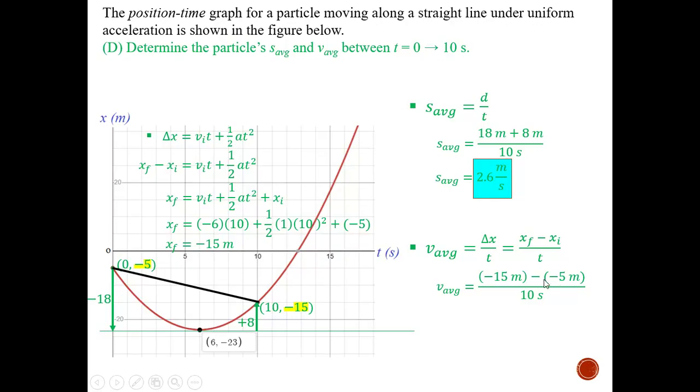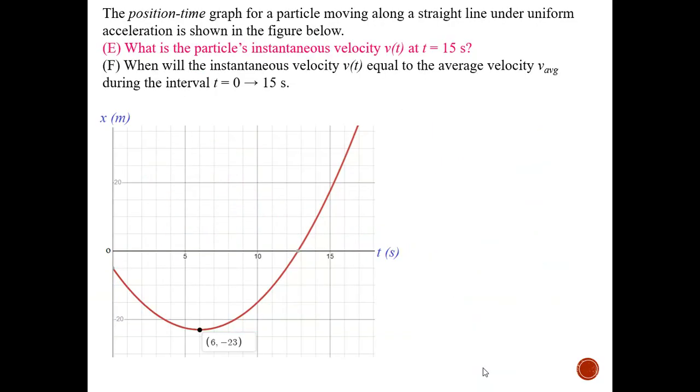So a negative and a negative makes a positive. So -15 plus 5 gives you -10, okay? And it will be -10 divided by 10, which will leave you with -1 meters per second. So the average velocity in this case will be -1 meters per second. All right, that's it. And it asks for velocity, so I'm just going to put the negative sign because it is a vector.